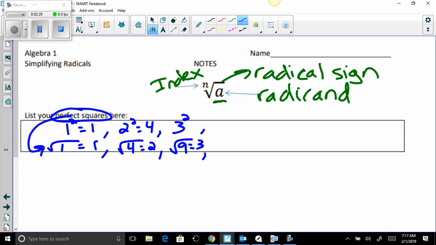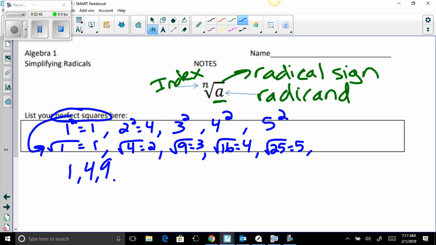Just keep going. The next number after 3 is 4. 4 squared is 16. That's your next perfect square. Square root of 16 is 4. 5 squared is 25. 25 is the perfect square. Square root of 25 is 5. I'm just going to keep listing your perfect squares. So far, our perfect squares are 1, 4, 9, 16, 25.